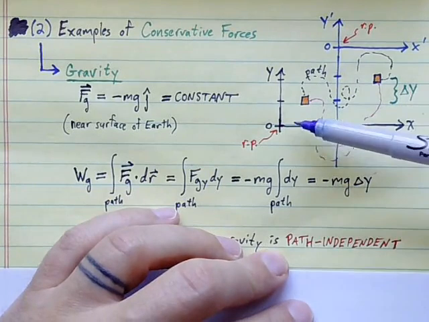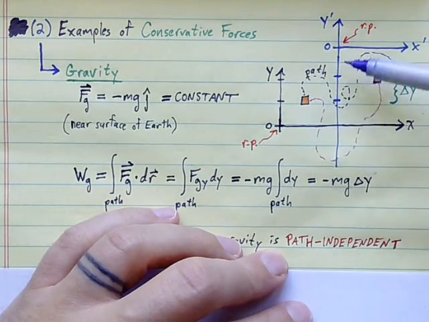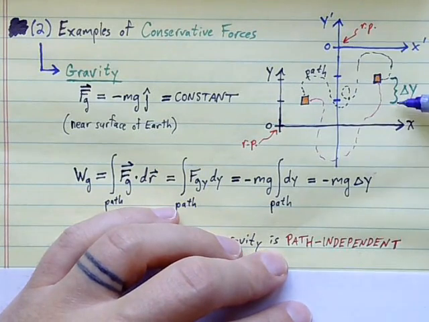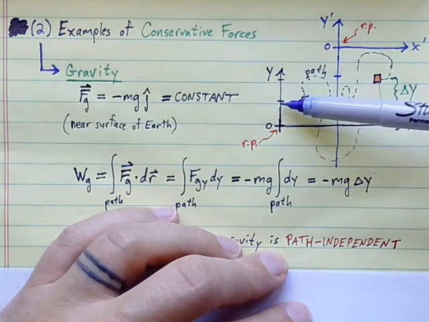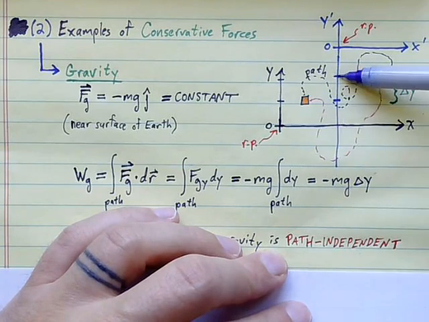But even by changing my reference point, and even by putting it way up here, note that the change in y, the delta y, is still the same. This final y minus this initial y is the same value as this final y minus this initial y.